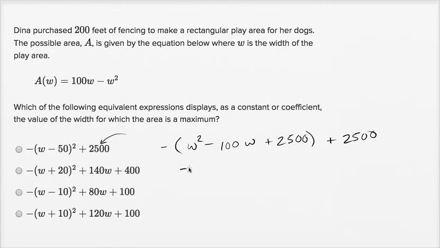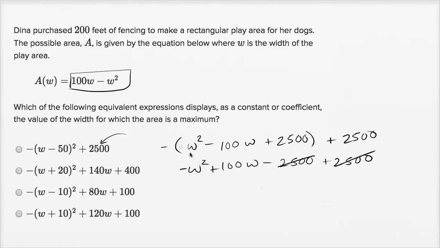Now this is going to be the same thing as negative W squared plus, I'm just distributing the negative sign, plus 100W minus 2500 plus 2500, which these two things cancel each other out, and you're left with this expression right over here. Negative W squared plus 100W. And this would be true for all of these. So these are all just algebraic manipulations of this original thing.